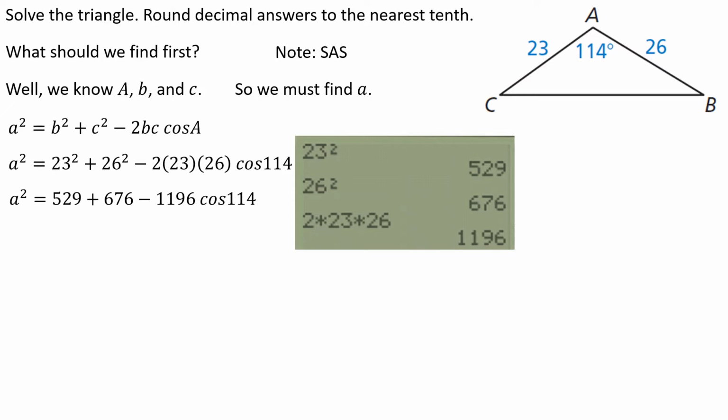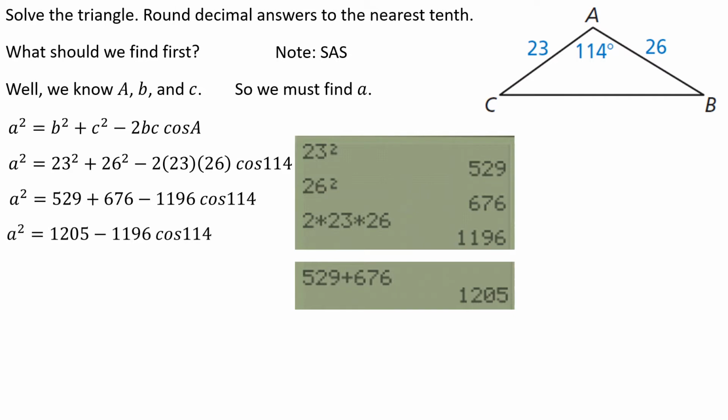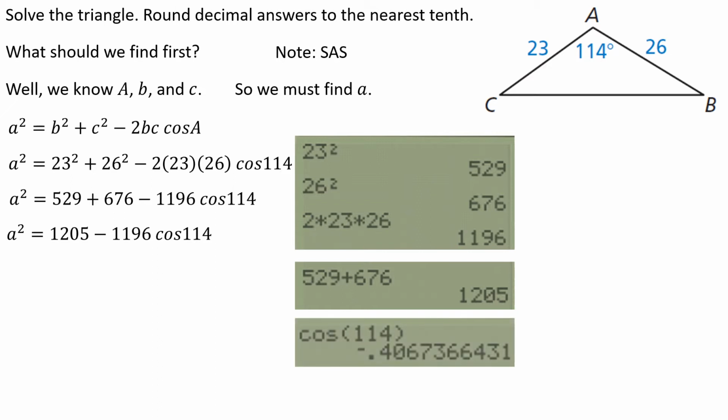Now here's where I got to really stay on my toes. I can add 529 and 676. What do I do next? Think order of operations. Right? I cannot do that subtracting next. I'm going to have to figure out the cosine of 114 degrees. I get negative 0.4067, etc.